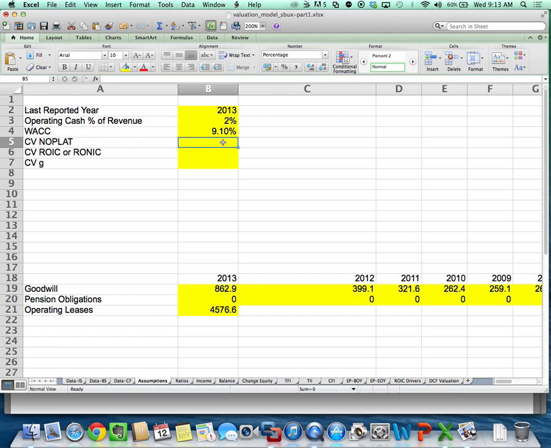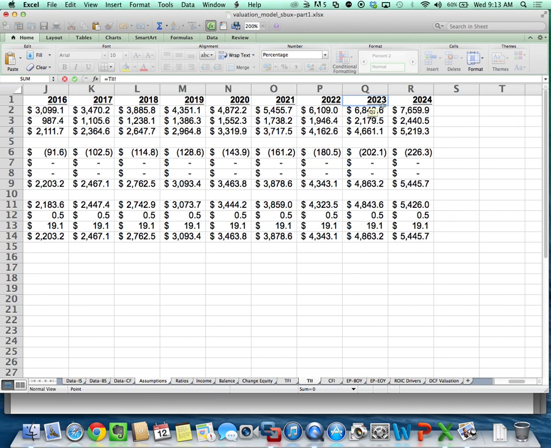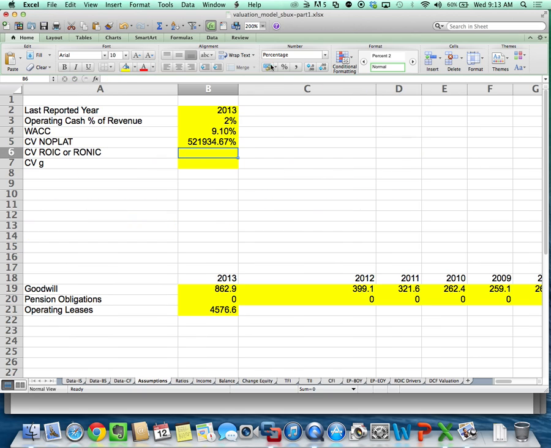My continuing value NOPLAT is my 2024 NOPLAT. That's going to be on my TII, NOPLAT, 2024. These need to be currency. My continuing value ROIC is my 2024 ROIC. Now here's the important part. Based on BOY, or beginning of year invested capital.